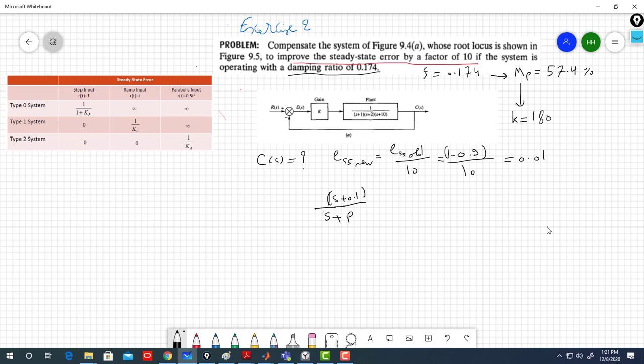However, this type of integrator, S plus P, could be made. We can make it by a passive circuit, not an active circuit, so it doesn't need external power to make it. You can make it by inductance and capacitance.